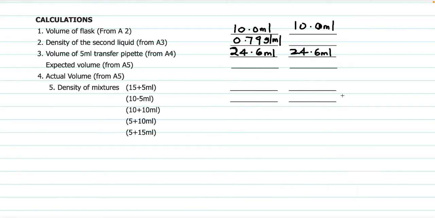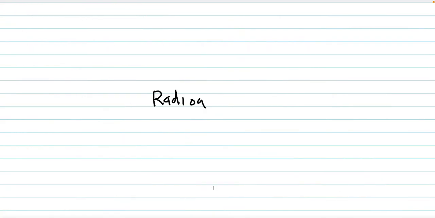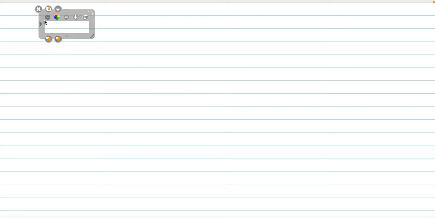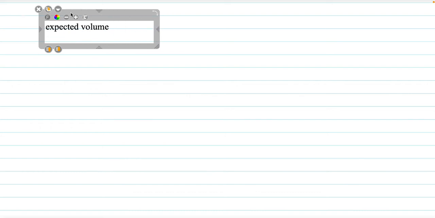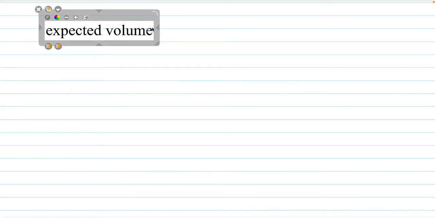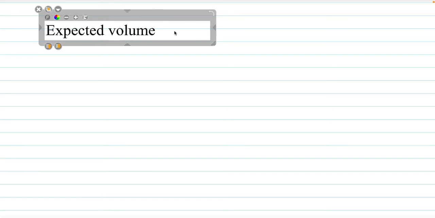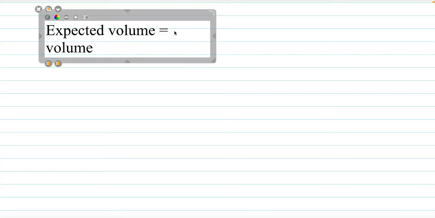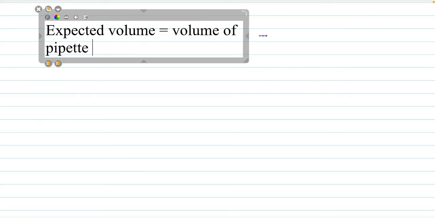So you come down here, and volume delivered by pipette is 24.6. Now let's look at this expected volume. So for this particular one, this expected volume, what are we going to do here? A lot of persons asked me some few questions. Now please, this is actually the volume of pipettes.